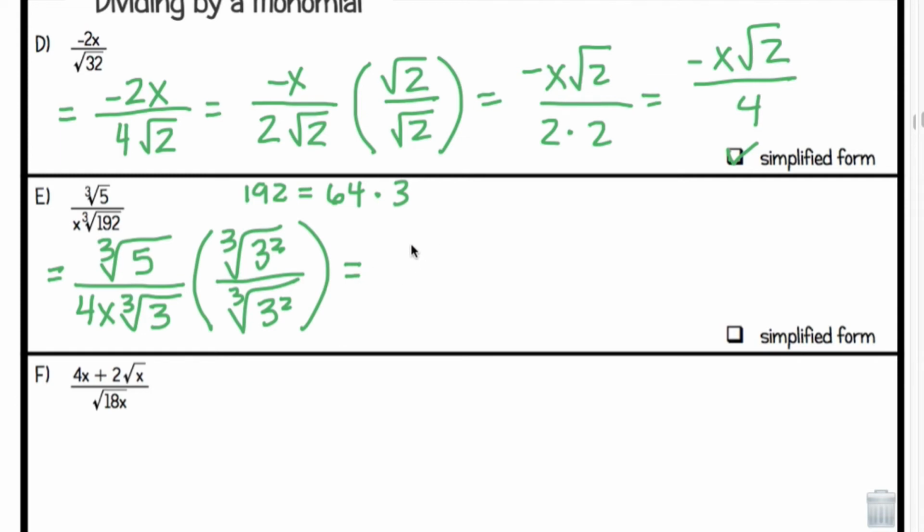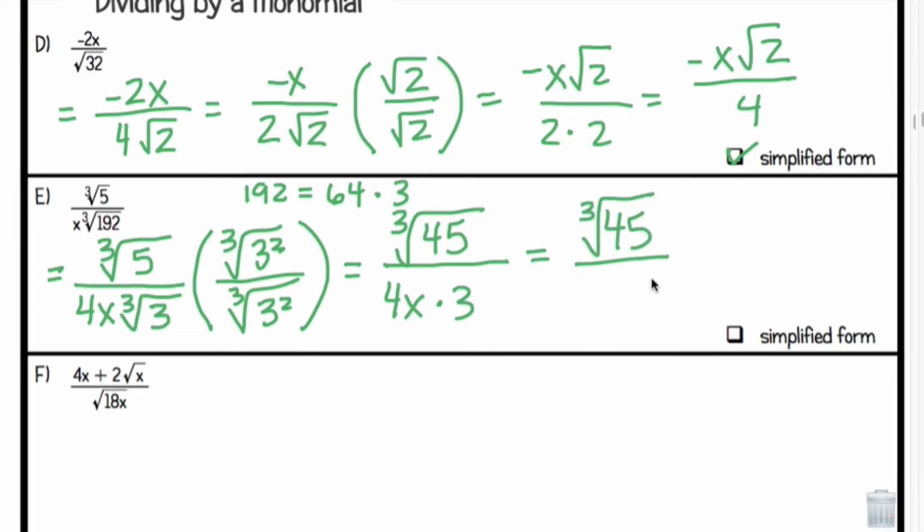So now I know in my numerator I will have the cubed root of 45, right, because this is 9 times 5, divided by, and I know I'm going to have 4x times 3. Don't know why I wrote 49, I meant 45. Okay, and so I can write my final answer as the cubed root of 45 divided by 12x, and it is in simplified form.